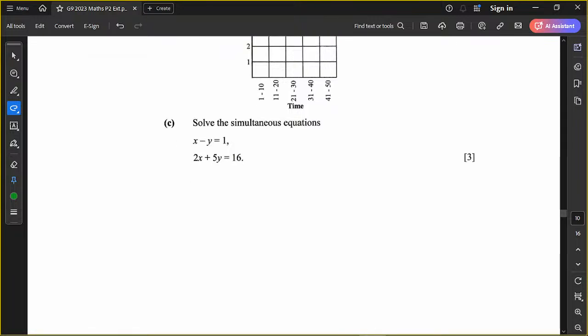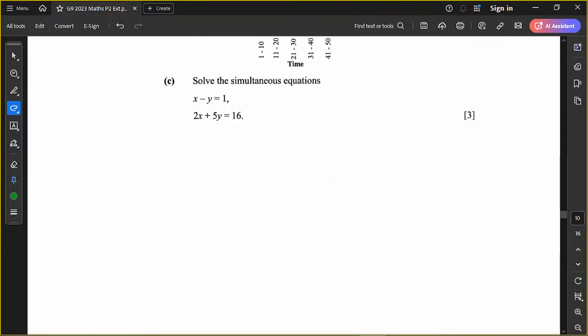Okay, we come to this question, which is solve the simultaneous equation. Okay, so what we're going to do is we're going to say, we will rewrite this.